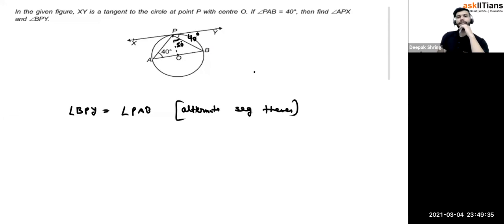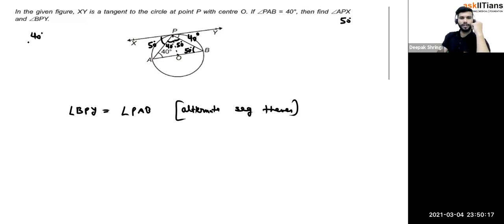Okay, fine. But now, here comes the important thing. Guys, OA and OP are the radii, right? So the angle opposite OA and the angle opposite OP are going to be the same, isn't it? If that is the same, then can I say this angle has to be 40 again? And if this is 40, think about it. So 90, and this has to be 50 again, right? That means this also has to be 50. Alternate segment theorem again, right? So he asked me to find the angle APX. What is APX, by the way? It's 50. What is BPY? It's 40. So the answers are 50 and 40.